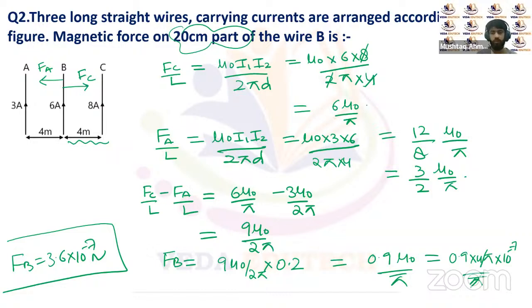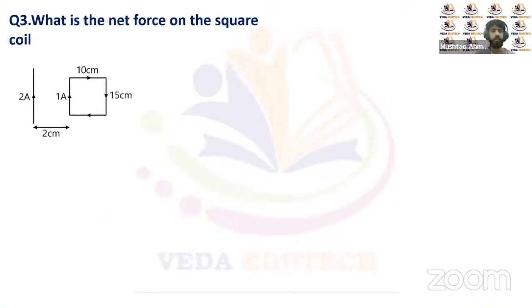Okay. So this is how we can calculate the net force. Now let's move on to question number 3. Question 3 says, what is the net force on the square coil? We have been given a square coil. The dimensions of this square, it's not a square coil, actually it's a rectangle.